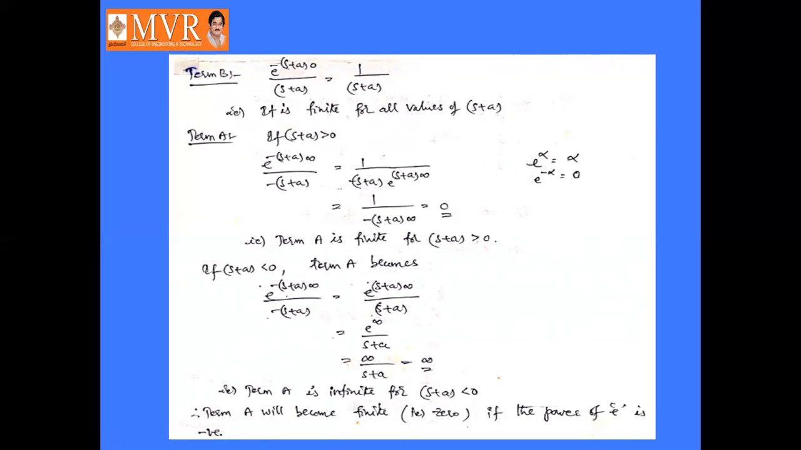If s plus a is less than 0, then term a will become e power (s plus a) into infinity by (s plus a). So e power infinity by (s plus a). e power infinity is infinity, and infinity by (s plus a) is infinity. So if s plus a is less than 0, its value will become infinite. It should not be infinite; it should be some finite value. So if s plus a is greater than 0, we will get a finite value. Then term a will become finite if s plus a is greater than 0.